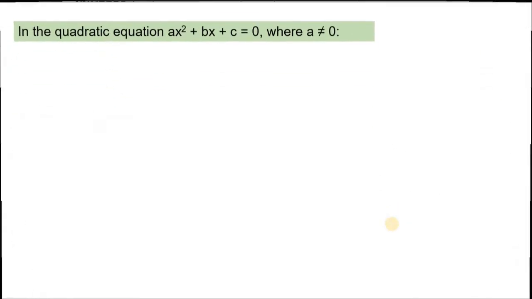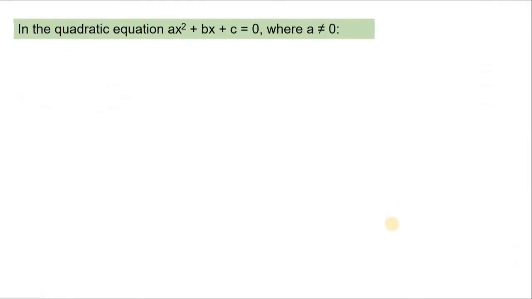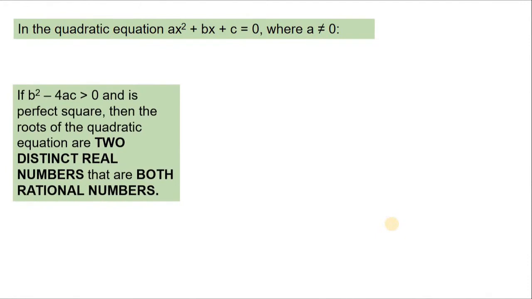Next, if the value of our discriminant is greater than 0 and is a perfect square, remember that, greater than 0 and a perfect square, then the roots of the quadratic equation are two distinct real numbers that are both rational numbers. When we say distinct, they are different. Two distinct real numbers. Okay?